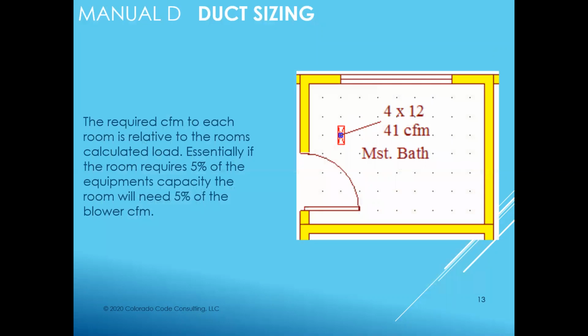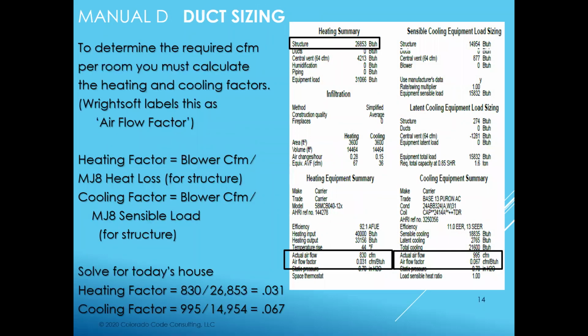So essentially, the required CFM to each room is relative to the room's calculated load. Makes sense, yeah? Essentially, if the room needs about 5% of the cooling capacity or heating capacity, it needs about 5% of the CFM. Now there's a little bit better way to do it. So this is the math behind it, okay? And it's just math, and it's a really good way to point out that this is just math, and in real life can change things, okay?